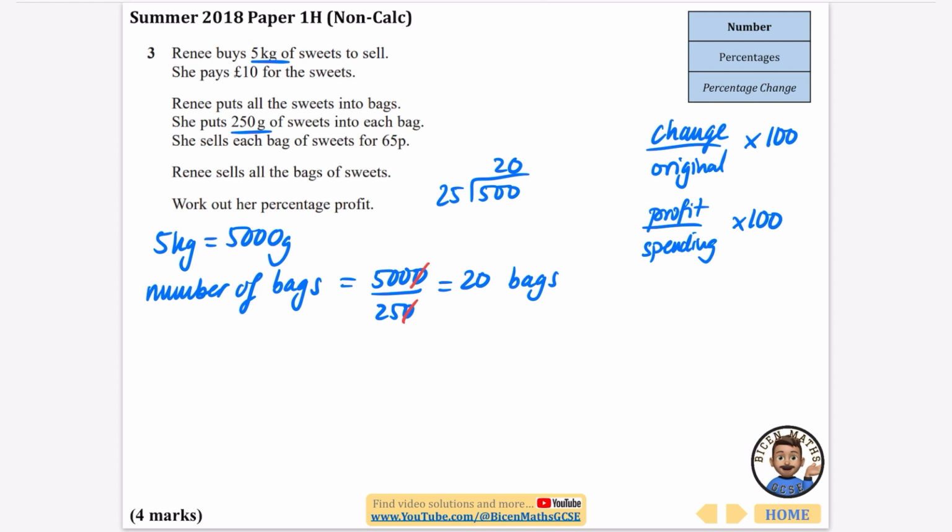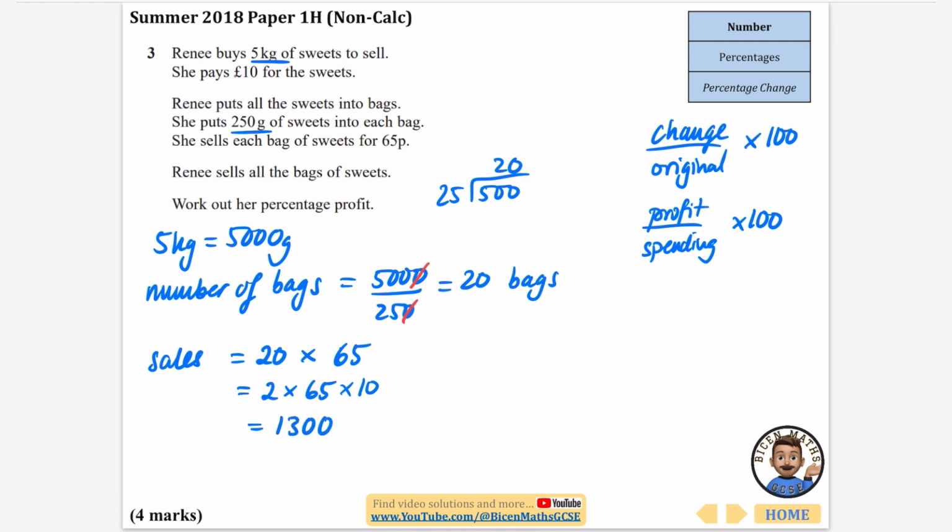And it says that she sells each bag of sweets for 65p. So let's see how much she sells, the sales in total. That is going to be 20 multiplied by 65p. I'll do 20 times 65 like this. So I'm actually just going to do 2 times 65, and then I can times it by 10. Well, 2 times 65 is going to be 130.